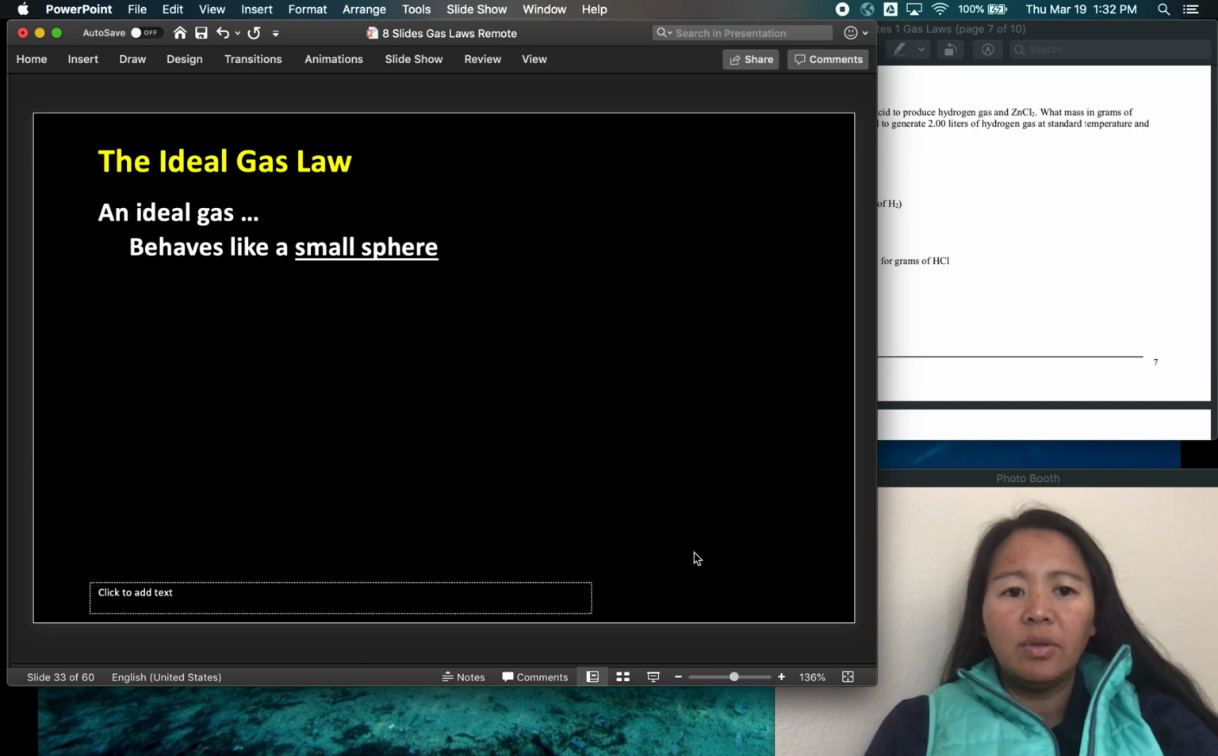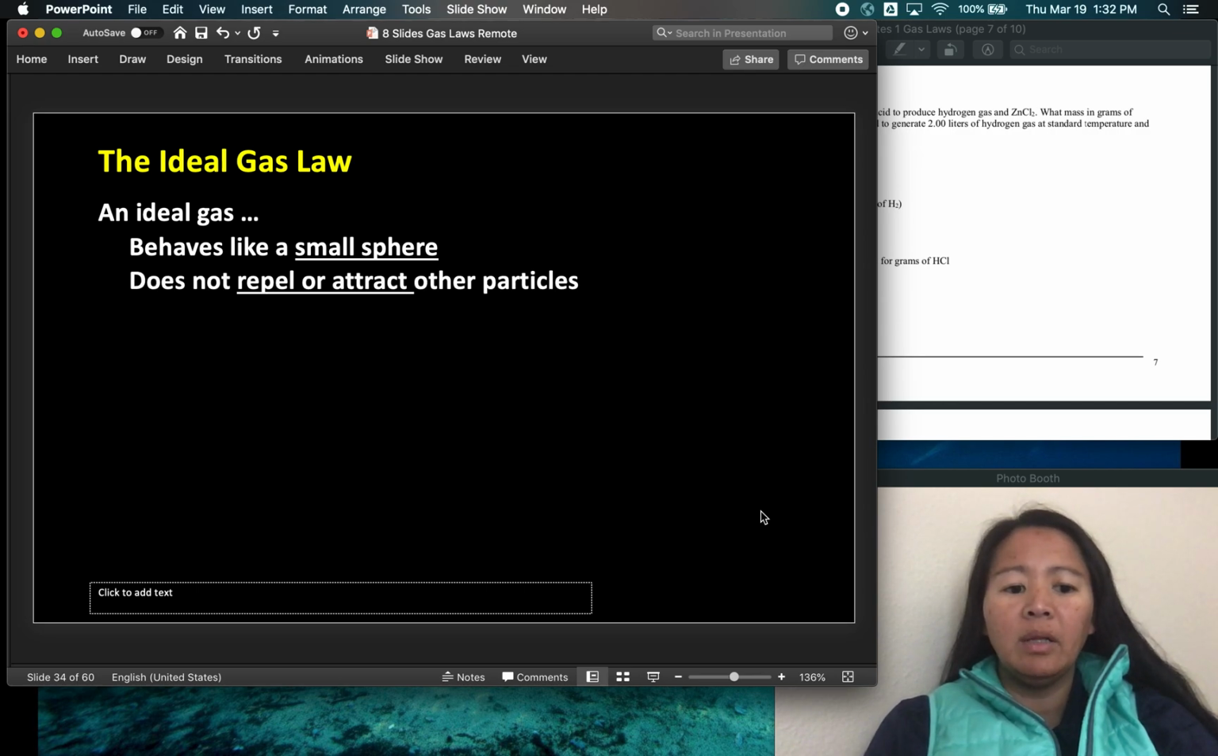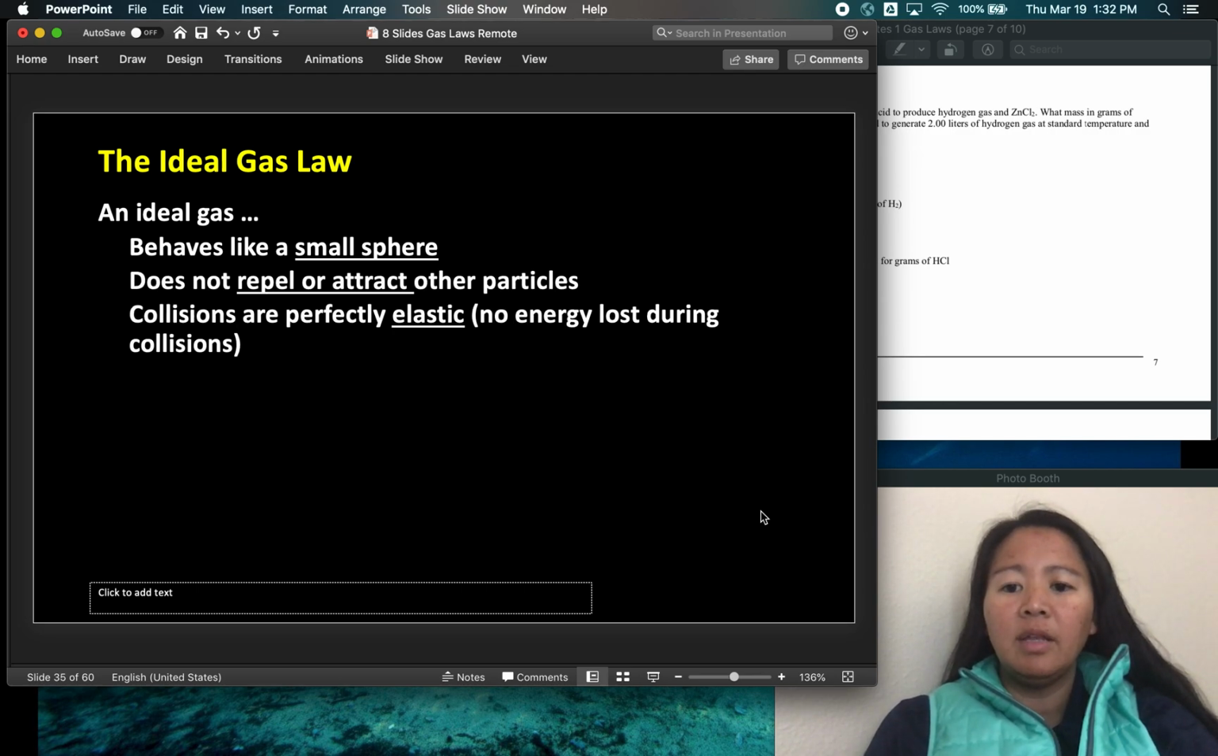All right, so that's it for the problem-solving part of this unit. You just need a lot of practice with this. Just a few last little bits about the ideal gas law. We've been operating under the assumption that gases behave ideally. They're going to be like small spheres. They're not going to repel or attract each other, and the collisions are perfectly elastic, so no energy is lost as they're bouncing around.